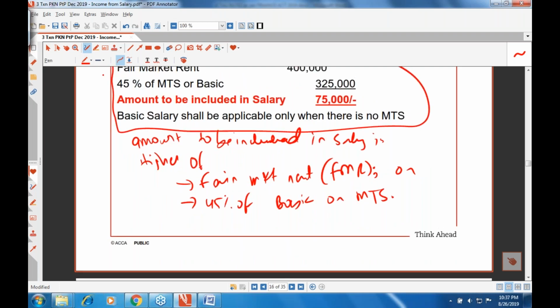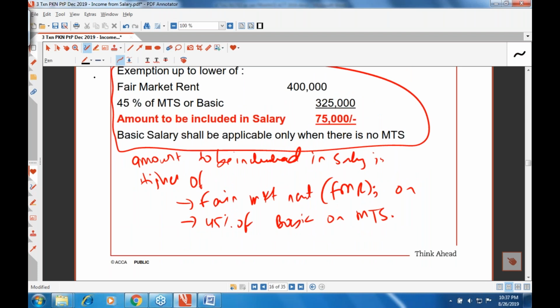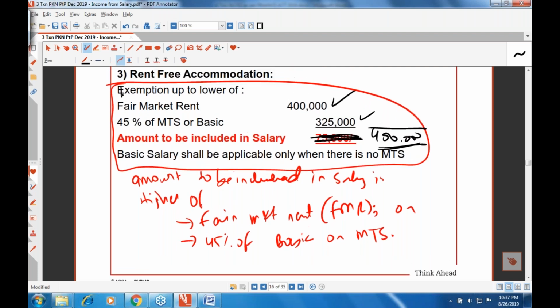Like for example, in the above example, the fair market rent is 400,000. The 45% of basic or MTS is 325,000. So the amount to be included in salary is 400,000 because it's the higher of.